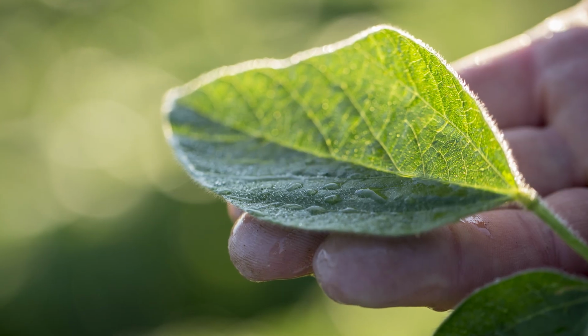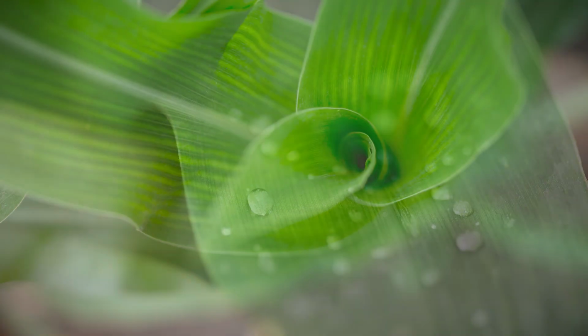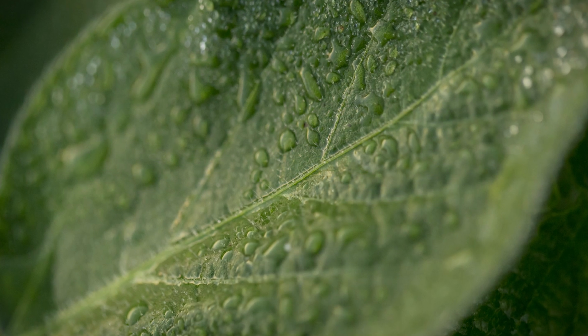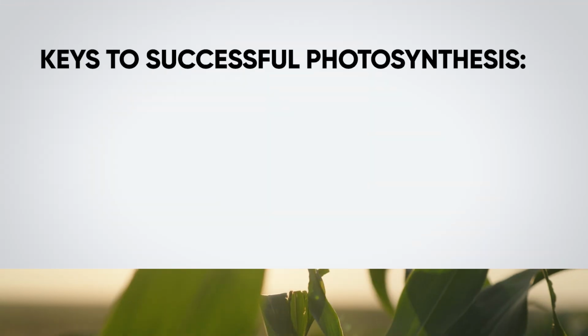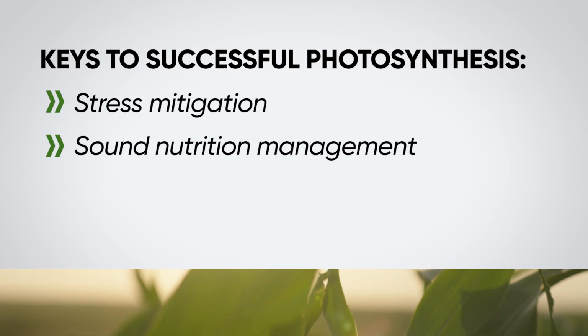Photosynthesis is the process by which plants convert sunlight energy into sugars or glucose using carbon dioxide and water while releasing oxygen to the environment as a byproduct. For carbon dioxide to enter the plant, the stomata of the plant need to be open, and the environment exerts a great deal of influence on opening and closing stomata. Stomata opening depends on light intensity, temperature, vapor pressure deficit, and water availability. So stress mitigation and sound nutrition management are key for successful photosynthesis.